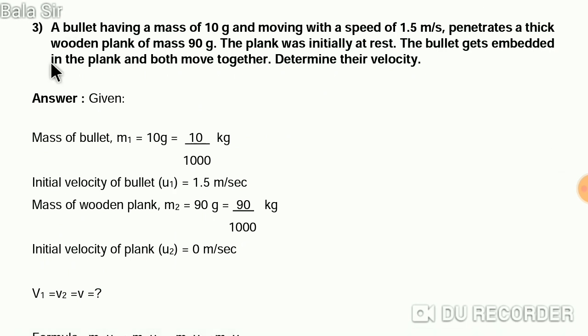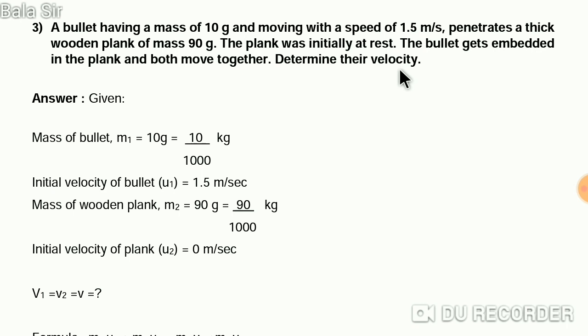A bullet having a mass of 10 gram and moving with a speed of 1.5 meter per second penetrates a thick wooden plank of mass 90 gram. The plank was initially at rest. The bullet gets embedded in the plank and both move together. Determine their velocity. Now before that, let me tell you what we mean by initial and final velocity.